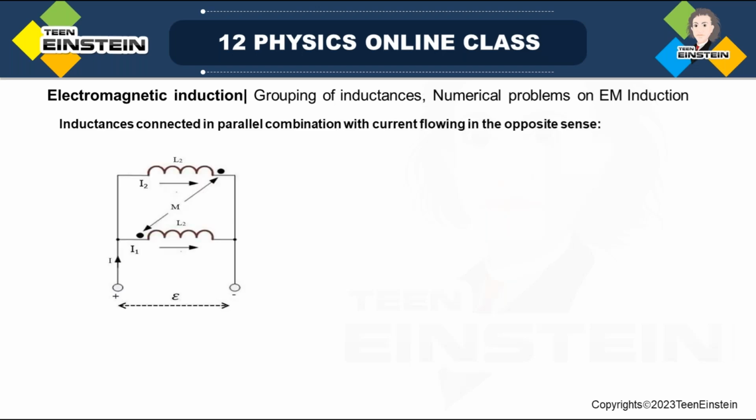In the second case, you know the current direction is different. You can see the orientation is different, that's why the current direction is different. In that case, you know what will happen? The equivalent inductance will be L1 L2 minus M square.